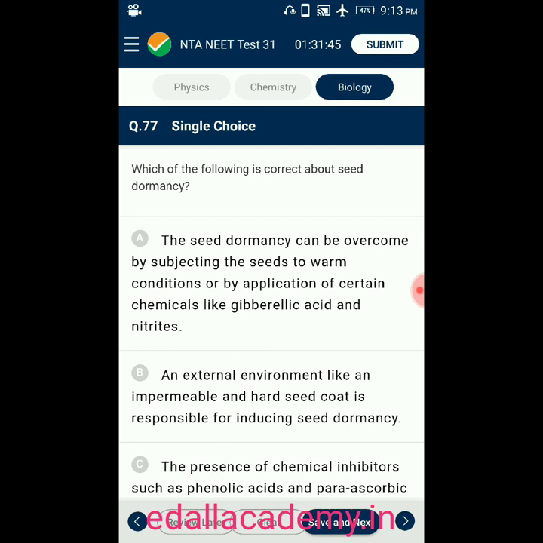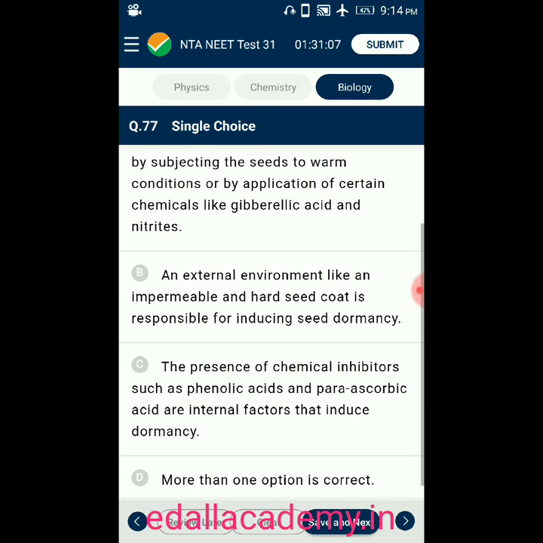Question number 77. Which of the following is correct about seed dormancy? Impermeable and hard seed coat, the presence of chemical inhibitors such as abscisic acid, phenolic acid, para-ascorbic acid, and immature embryos are some of the reasons which cause seed dormancy. The effect of inhibitory substances can be removed by subjecting the seeds to chilling conditions or by application of certain chemicals like gibberellic acid and nitrates. So the answer for this question is option C.